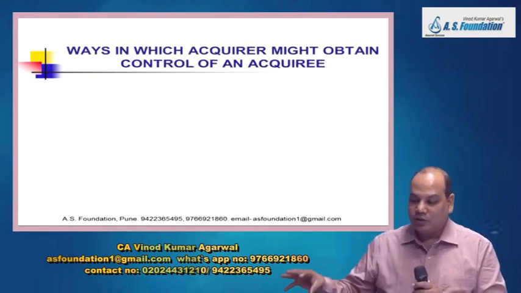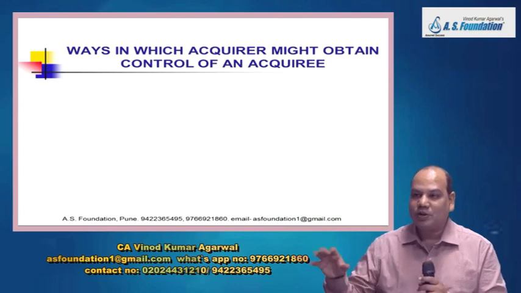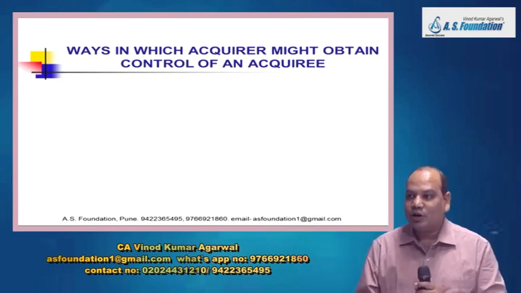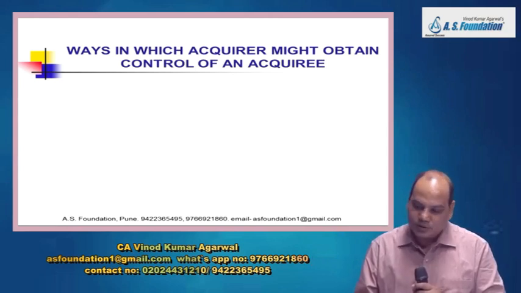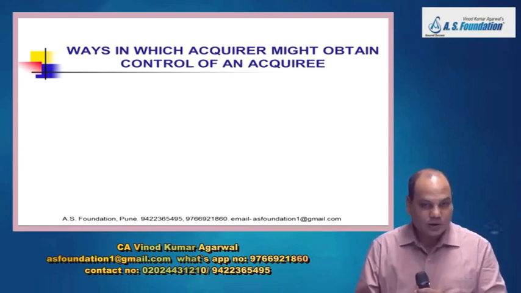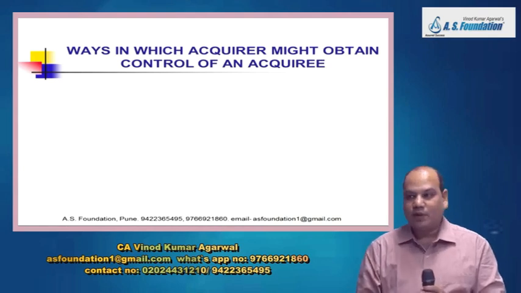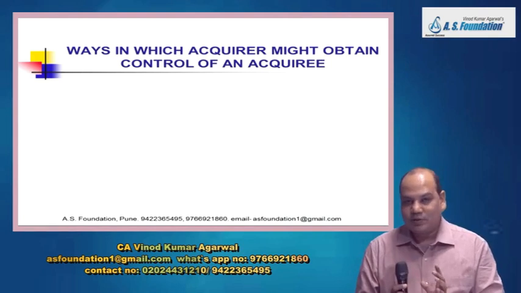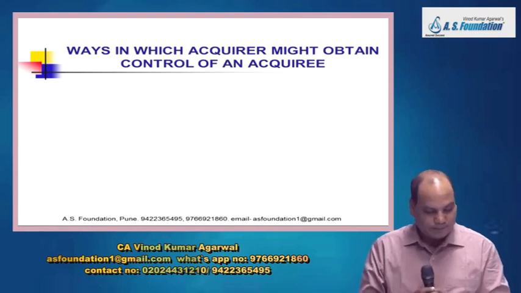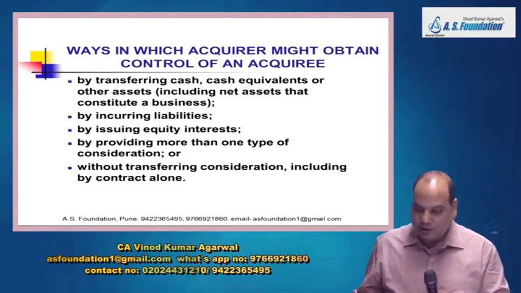And second thing, what you are acquiring must be a business, not an asset or group of assets. It must be a business. So two conditions are necessary for the application of IFRS 3. There must be a business and the acquirer must acquire control over the acquiree. Control is defined in IFRS 10.